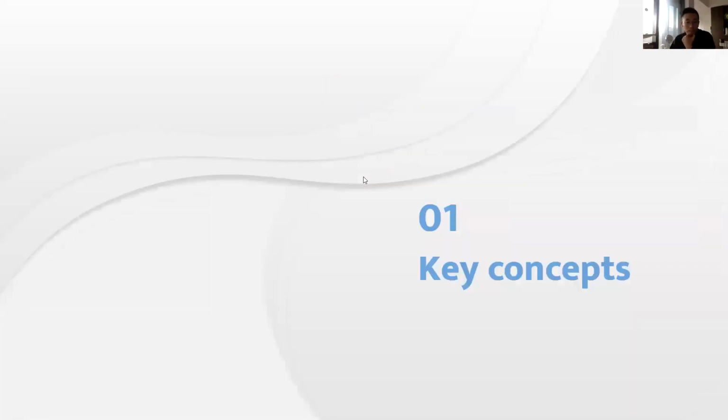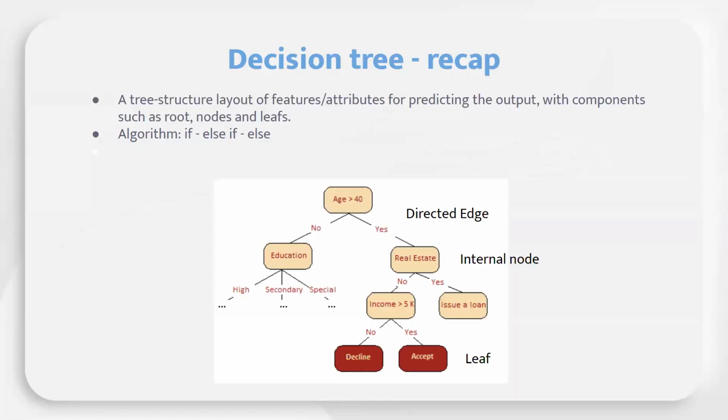Oh, great. My name is Weiwei Zhang, a master's student who graduated from McMaster University last year. Today, I will give you a brief review of some key concepts which are very helpful for learning XGBoost. The first concept is the decision tree we learned last week. It is basically a tree structure layout of all the features and attributes that helps you predict the output, with components in it such as the root, nodes, and leaves.